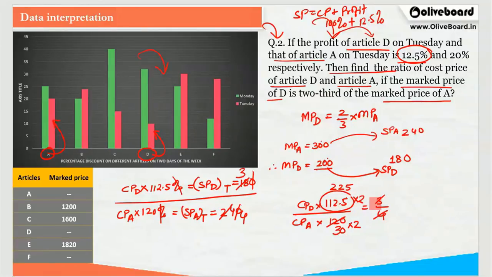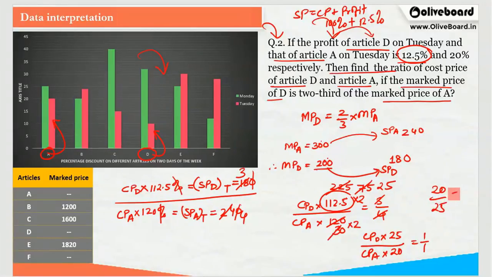And if I cancel 3 from here, I will have 7 3 times is 21 and then 15. Now this 3 is 25, 25 divided by 20. So I will have CP of D multiplied by 25 divided by CP of A multiplied by 20 is equal to 1 by 1. So CP of D by CP of A is equal to 20 by 25, or you can say 4 by 5. So my answer is 4:5.